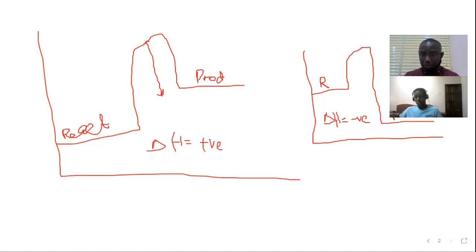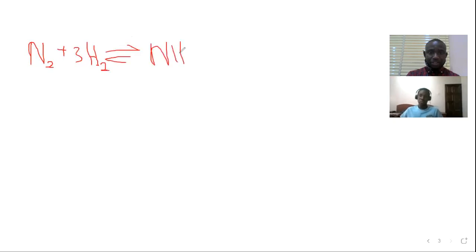I hope you've heard of such words before, right? Yes. Okay, I know you've heard of that before. That's why I'm not really taking time to go through that. So we know this kind of reaction, N2 plus 3H2 and NH3. Now, this sign alone represents a reversible reaction. And if it doesn't have the sign, it is called an irreversible reaction.